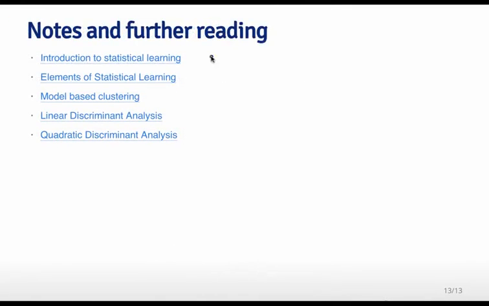You can learn more about naive Bayes classification and other model-based classification in the Introduction to Statistical Learning and Elements of Statistical Learning books. You can also learn about model-based clustering in more detail in this academic paper that I've linked to. And the linear discriminant analysis and quadratic discriminant analysis Wikipedia pages are also quite good and useful for reference.